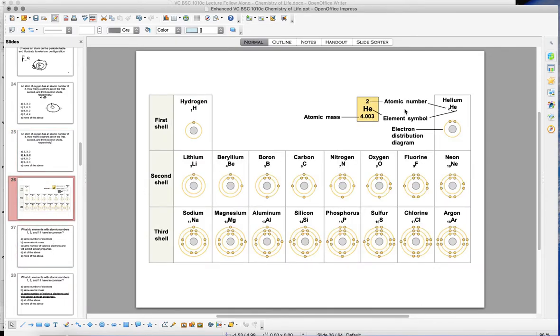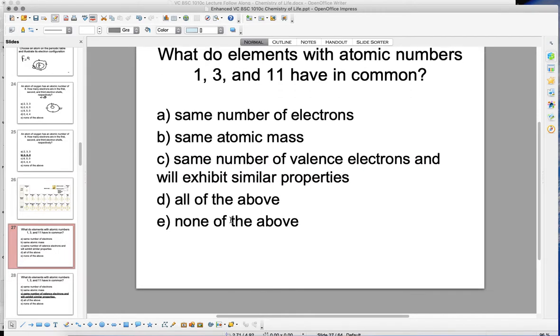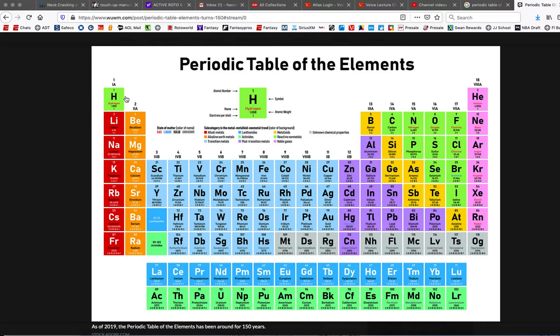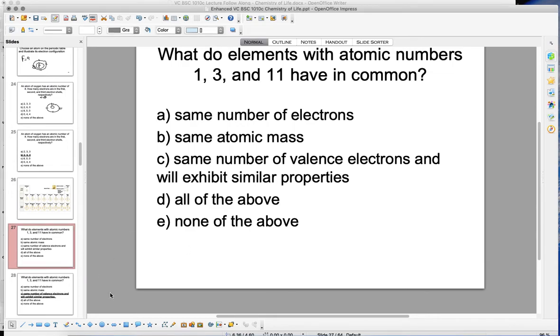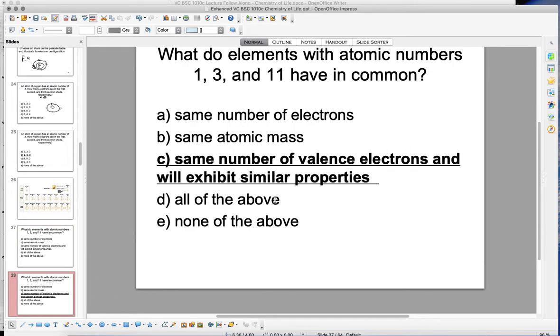And that's what I showed you here, that our atomic number, our atomic mass, and they're going to be arranged in columns based on their valence electrons. Okay, so it's easy, right? Hopefully this is all a review. What do elements with the atomic number 1, 3, and 11 all have in common? If you look here, atomic numbers 1, 3, and 11, they all have a valence of 1 because they're in column 1. So they're all going to have the same number of valence electrons, and they're going to exhibit similar properties.